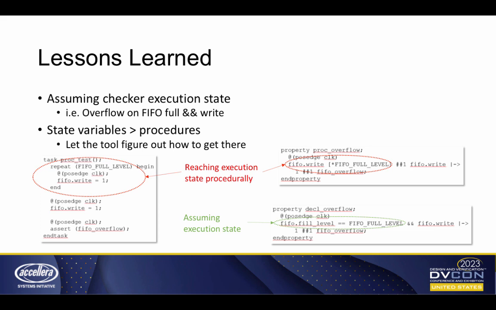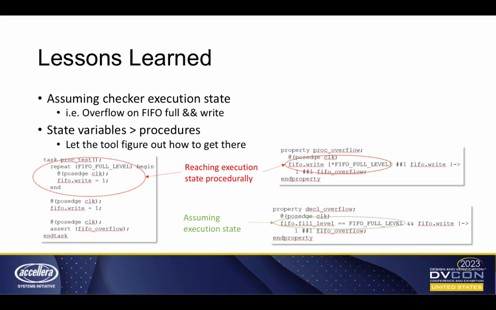So really, that state is making sure that the FIFO is full. With formal property checking, you don't have to tell it how to get there. You just have to say, take me there, or this is where my check starts. At that point, you can just say, take me to where my fill level is full. And from there, I will exercise it with an additional write, and I'll make sure that the FIFO overflows.